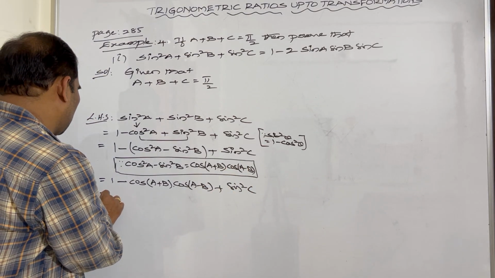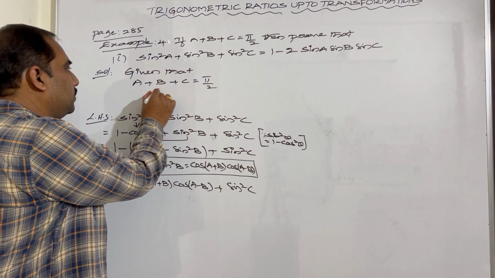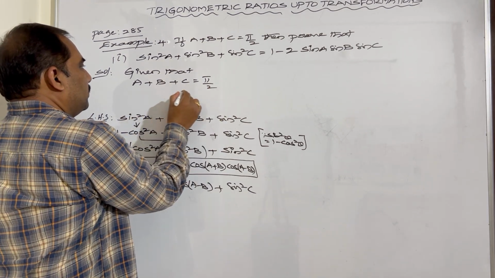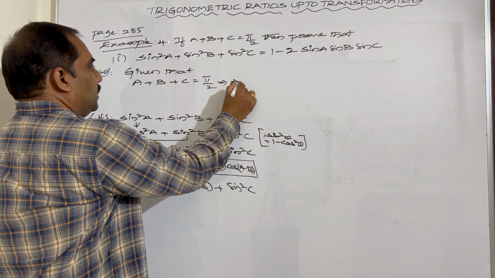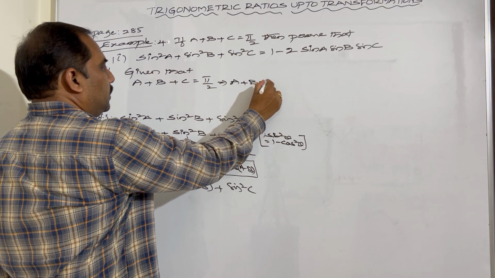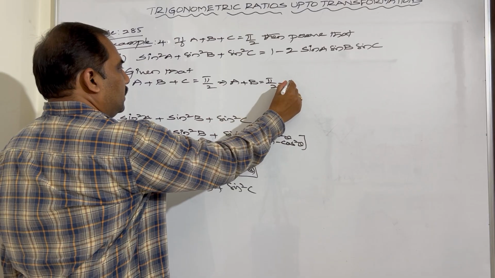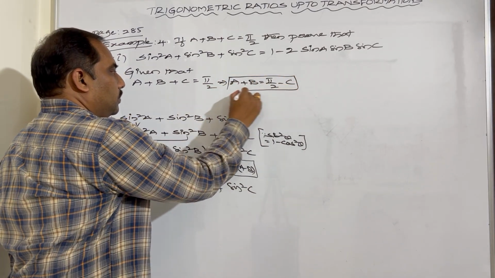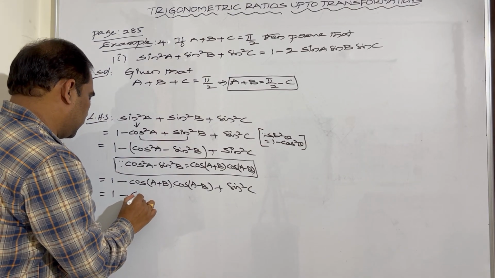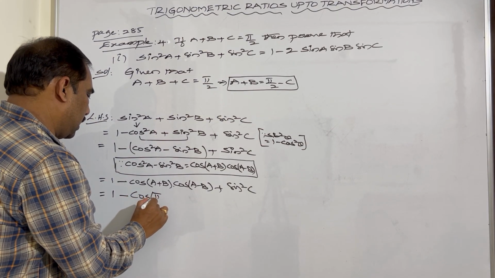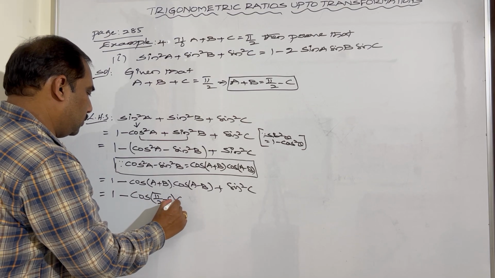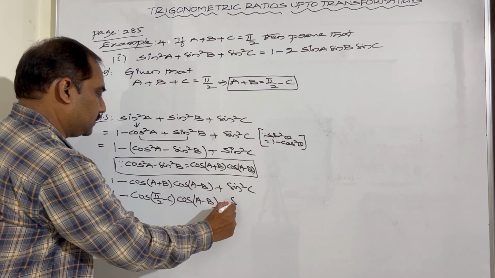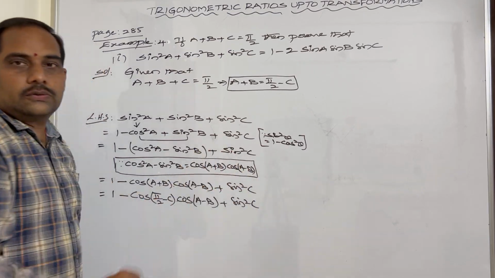Now this is equal to 1 minus, see, already we have a plus b plus c is equal to pi by 2. So from this we can write a plus b is equal to 90 minus c. So here a plus b is replaced by 90 minus c. So cos of 90 minus c into cos of a minus b plus sin square c as it is.